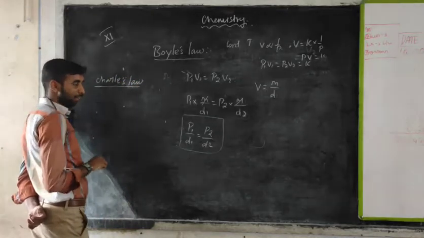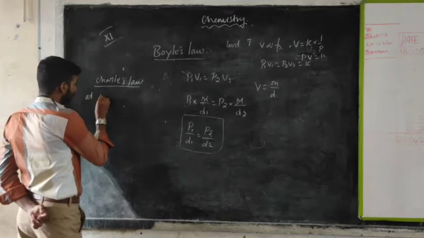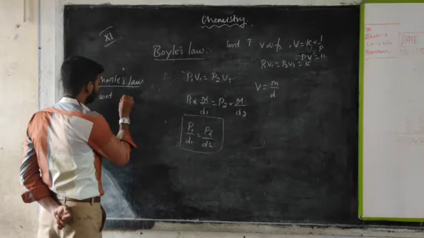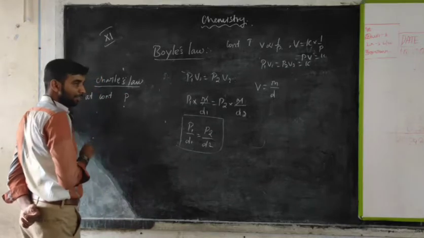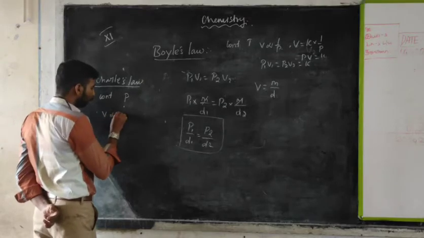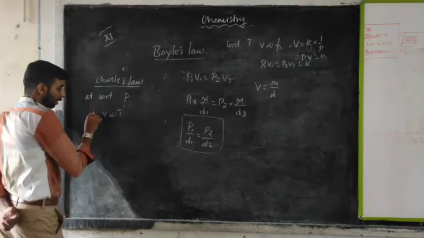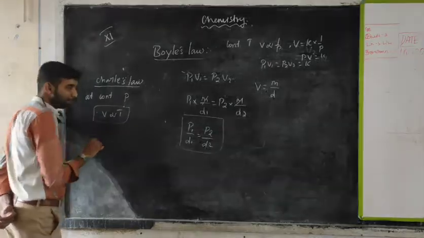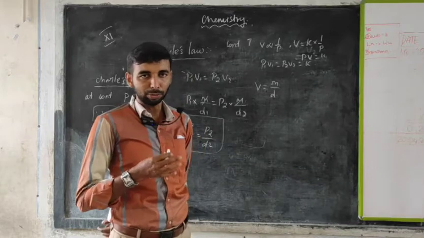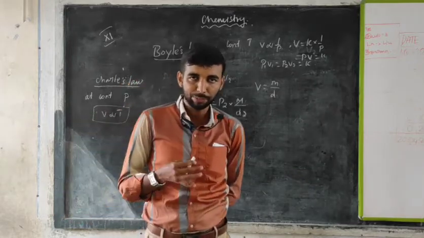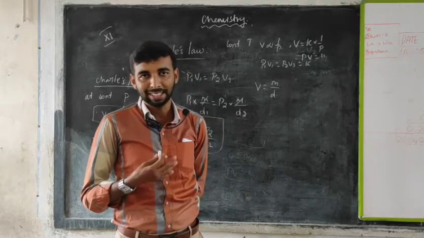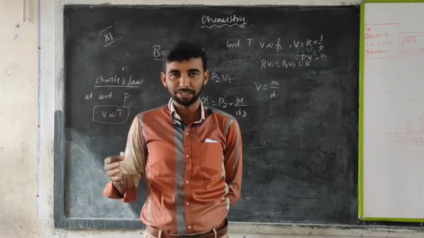Charles's law is nothing but: at constant pressure, the volume of a gas is directly proportional to its temperature. The meaning of this is that if you increase the temperature of a gas, the volume also will increase. This is known as Charles's law.